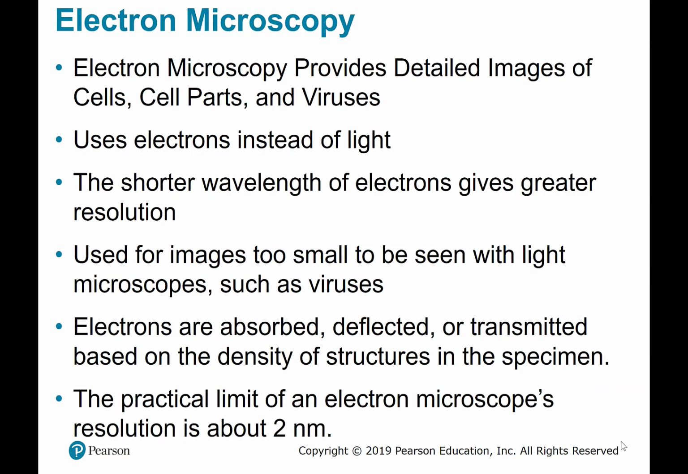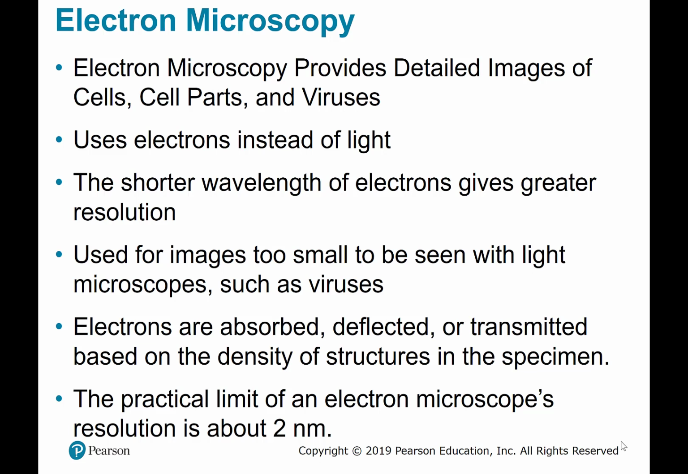Electron microscopes provide detailed images of cells, cell parts, and viruses, and they are using electrons instead of light. Electrons have a much shorter wavelength than visible light, which will greatly increase the resolving power. With electron microscopes, they're always going to produce a black and white image. However, they're often colored later for visual effects. So they're going to be used to visualize objects or viruses that are smaller than 2 nanometers. So you're going to have a resolving power of 2 nanometers.